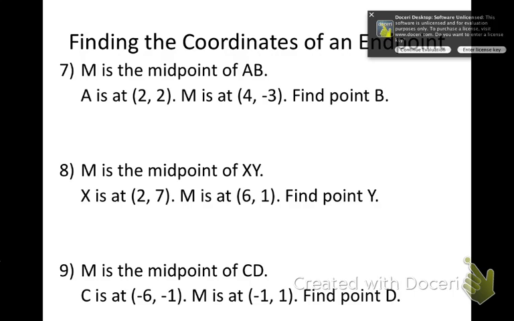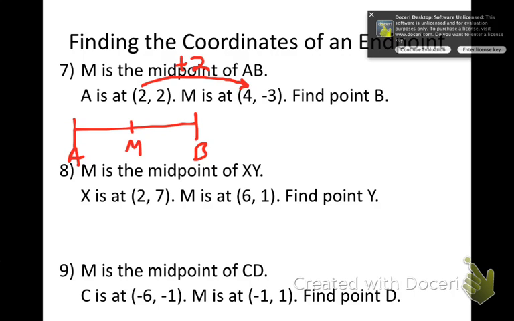Okay, so number 7. I have A and I have B. And I know that M is right in the middle. I'm just going to draw a diagram here, just to visualize. Now, I want to find the distance from my X. So my X value, I'm going from 2 to 4 there. What's the difference from 2 to 4? How do I get from 2 to 4? You add 2, right?